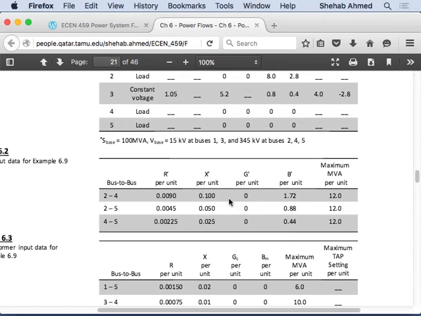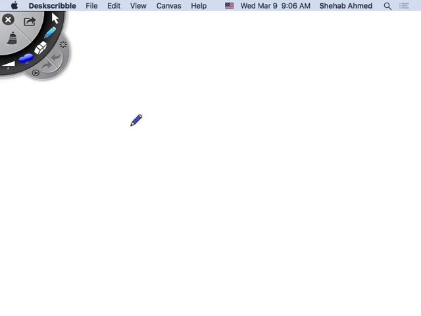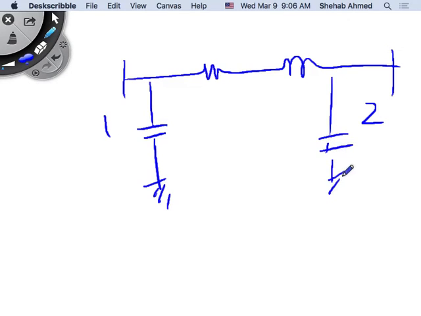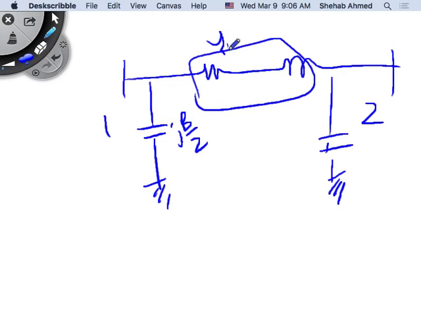Remember the equivalent circuit for the transmission line had this JB over 2 on each side. So they gave you B, so you'll have to divide that by 2 when you consider that, because it will be added. It's an admittance connected to a bus, right? So you will add half of it at every single bus, right? So if this was bus 1 and this is bus 2, this is JB over 2, and this is some admittance Y12.